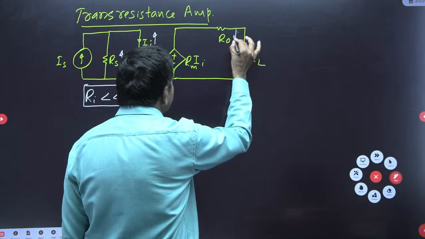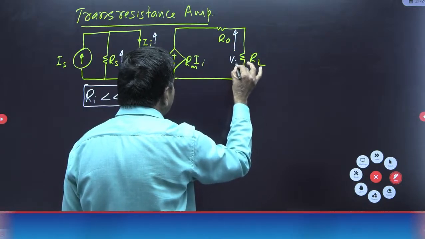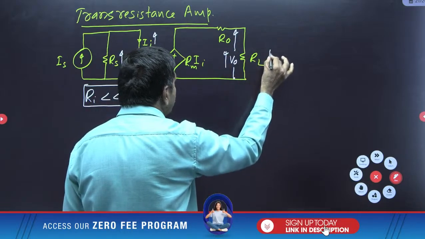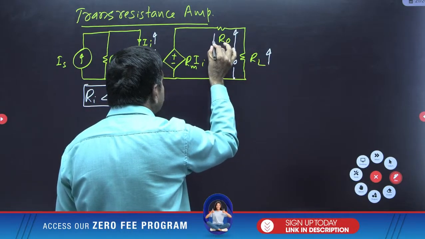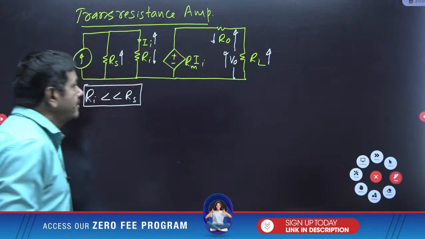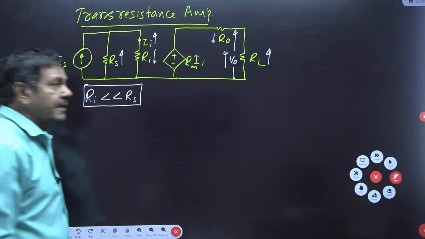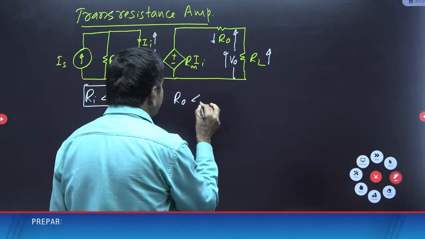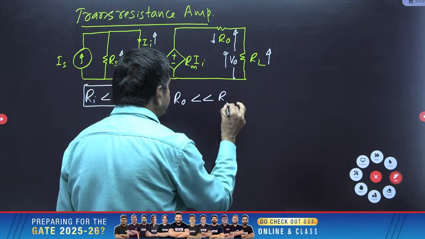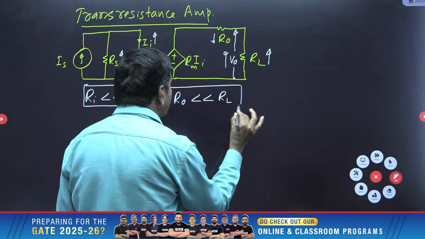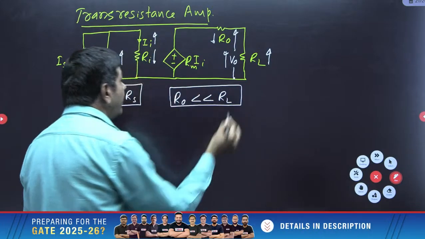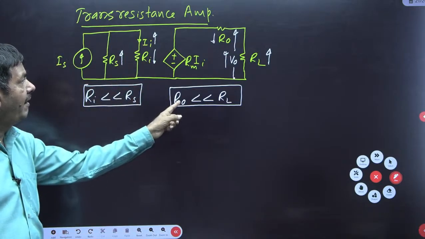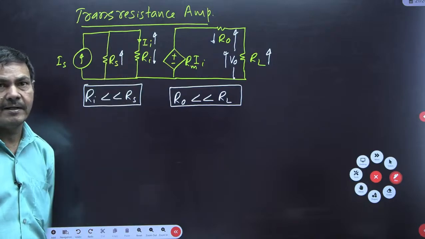In the Thevenin's, you will give importance to the voltage. Voltage must be more required, which means RL must be more required and also R naught must be a smaller value. In that case, I can write R naught is far less than RL. This is very, very important. Ri is far less than Rs, and R naught is far less than RL required.